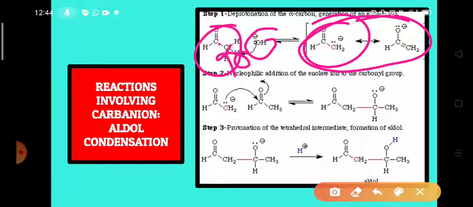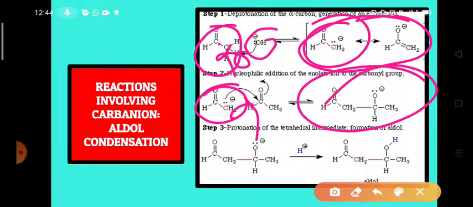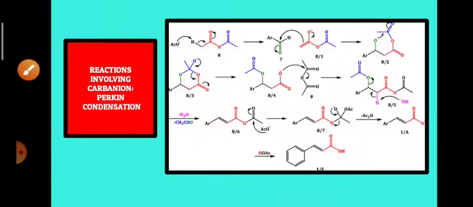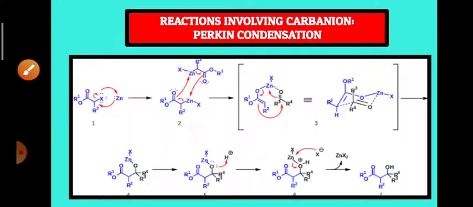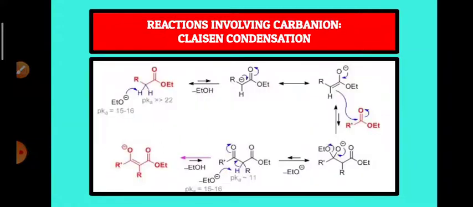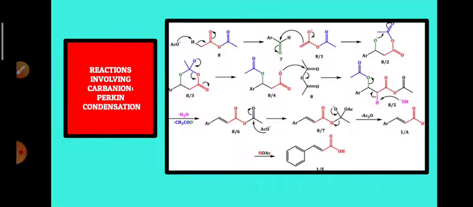In the previous slides we have taken this example. Now this carbon ion attacks another acetaldehyde molecule. So like that we get the condensed product. This is a condensed product, and it is known as the aldol. So in aldol condensation, a carbon ion intermediate is formed. In a similar way we get the carbon ion intermediate in the Perkin reaction also.